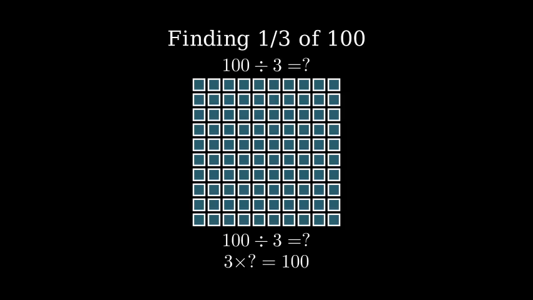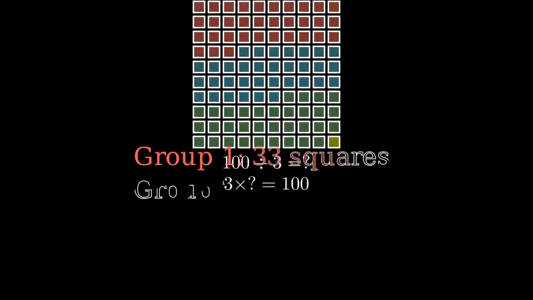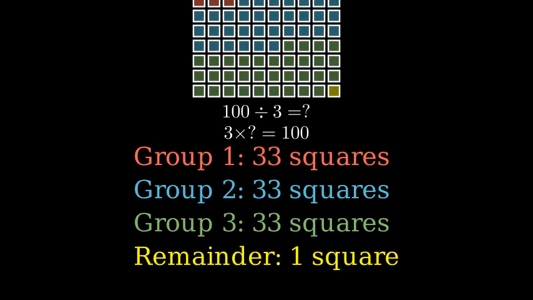Let's divide the squares into 3 groups. The first group will be colored red, the second group blue, and the third group green. Now, let's count how many squares are in each group. The first group has 33 squares. The second group has 33 squares. The third group has 33 squares. And we have 1 square left over.